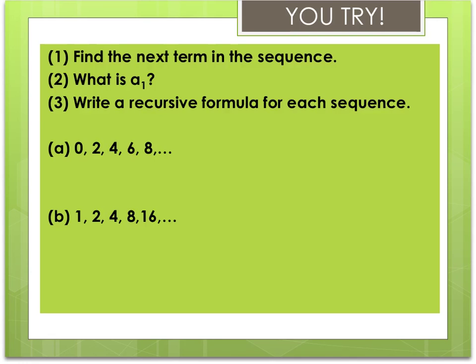Alright guys, so go ahead and give these 2 problems a try. You have 2 different sequences and 3 questions for each sequence.